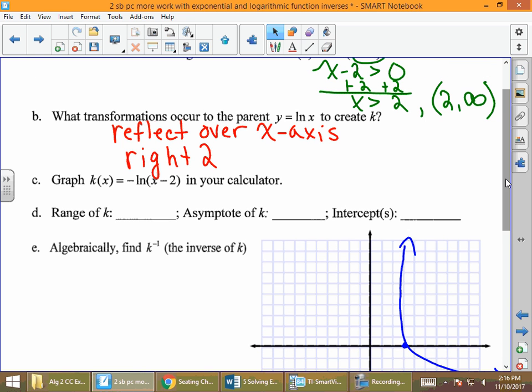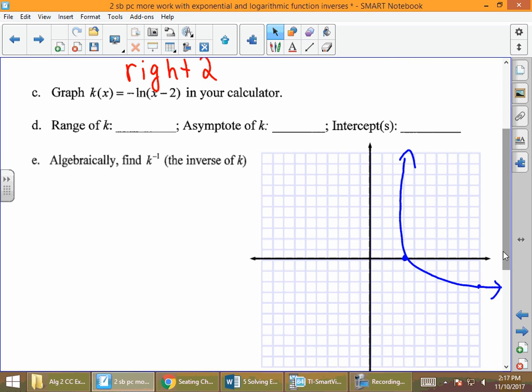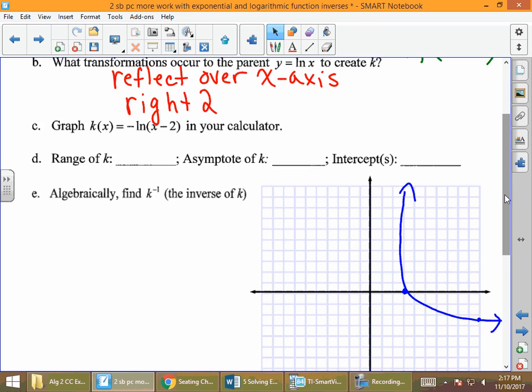We calculated our domain of this function. Well, what do you think the range is going to be? We've got values above the x-axis, and we've got values below the x-axis. We've got a value on the x-axis, which means that our range is going to be all reals.